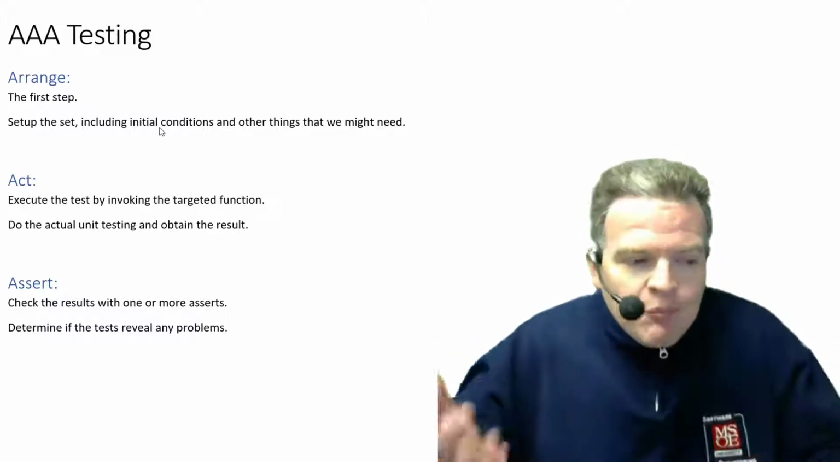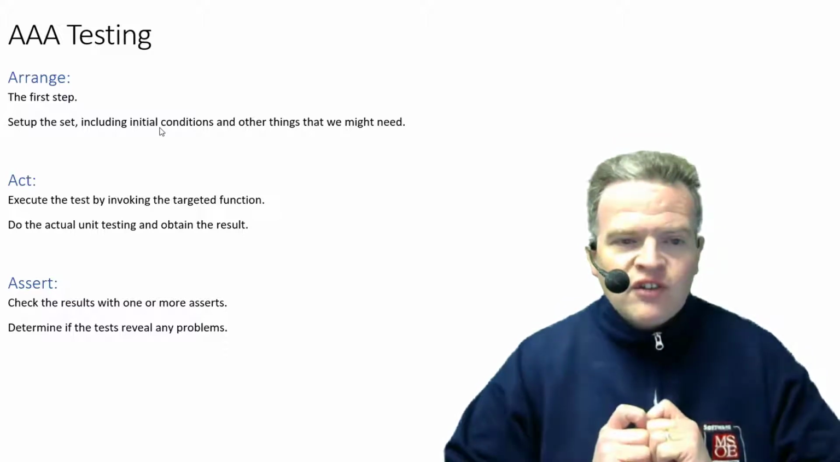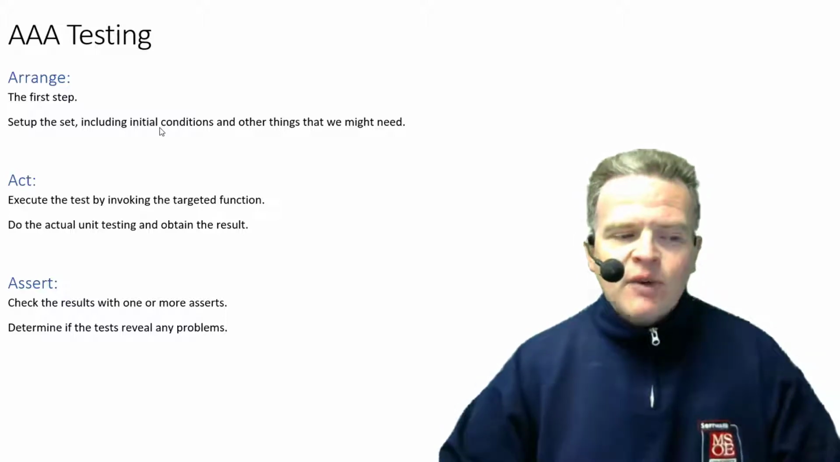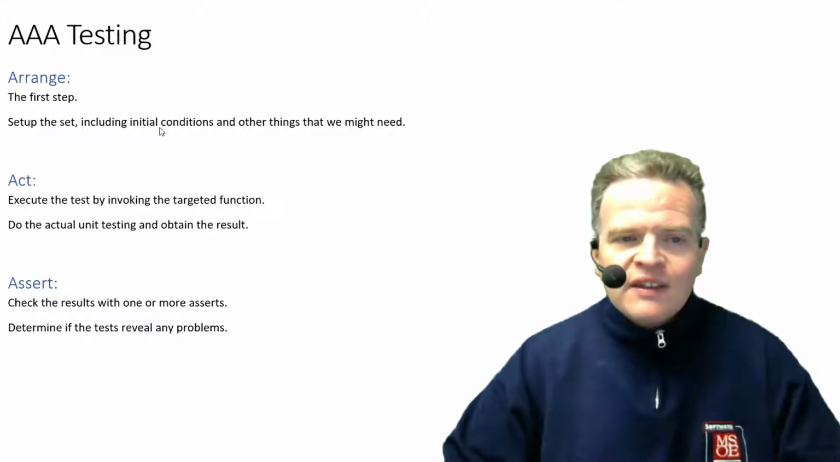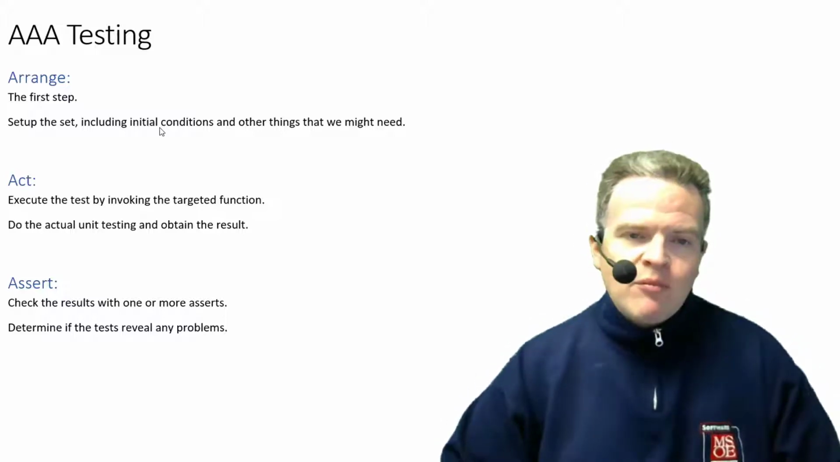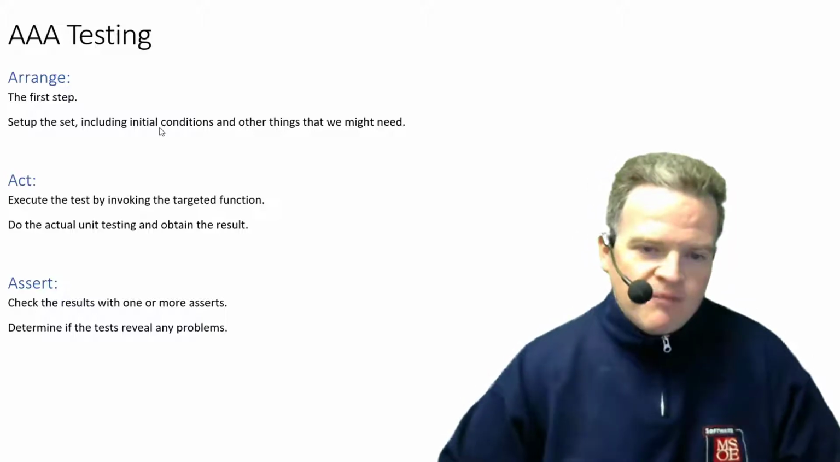The first thing is arrange. Essentially, that's that step where we set up our initial conditions. After we have our initial conditions, then we go through our act. That's where we perform our operation and do something. Last but not least, we have our assert, where we're going to check the results. So again, you can see this is very, very similar to what I talked about on the previous slide. Maybe just a little bit easier to remember based on the AAA acronym or the three different words that are there.